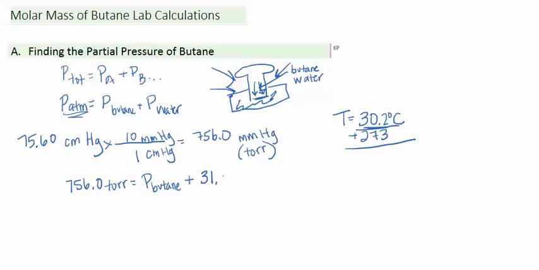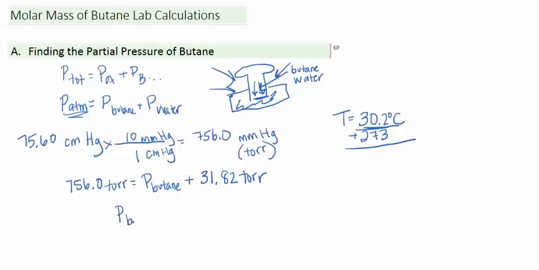The partial pressure of water at 30.2 degrees Celsius is about 31.82 torr. Okay, so I don't have to change that to Kelvin yet, but I will later. All right, so I have torr minus torr, my units match, so I can subtract, and when I do, I get the partial pressure of butane, so I take 756.0 and subtract 31.82.